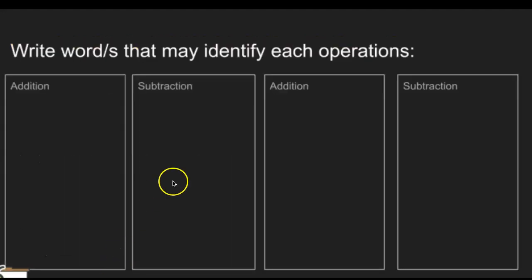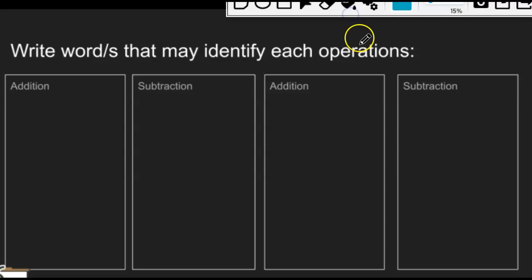Here, I want you to write words that may represent each of these. So this could be a multiplication, and this could be a division, and this could be a subtraction. So just talk about it then, so it will be fast.